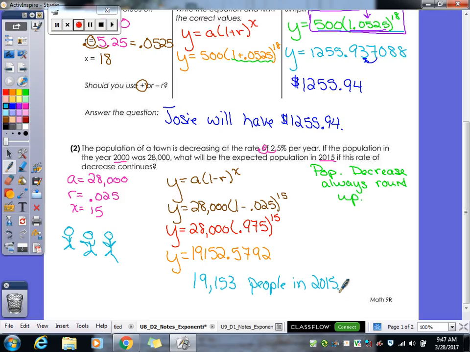Now, if it were the other way, if it's a population increase, which way do you think you would round? Down. Population increase, always round down. Because again, if you're increasing, you have that point of a person, you can't create that last part of the person to round up, so you always round down. That's the only tricky part with those ones, is remembering which way to round.